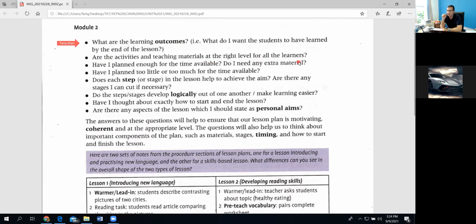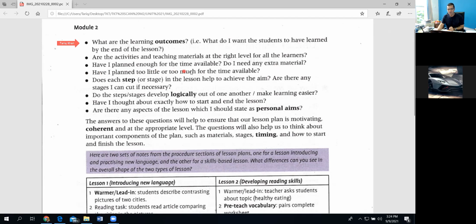Now, this is something which you have to see. Are the activities which you have added or you want to do there, and the teaching material, the books which are available or the texts which you are supposed to teach, at the right level for all the learners? Why? Because all the learners are not at one level. Some have more, some have less knowledge of that topic. So you have to see whether these are suitable for all of them or not. It's not that some students are able to do it and some of them cannot understand it. So you have to balance that. You have to find something where all the students can be engaged.